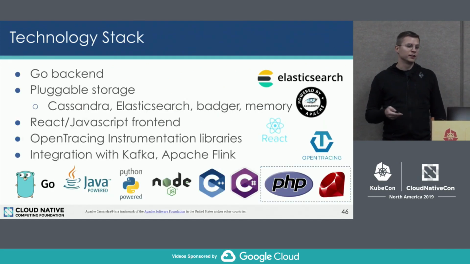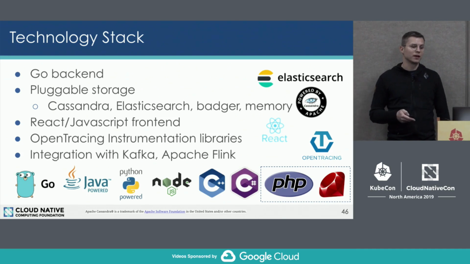On the technology stack, Jaeger itself is written in Golang. There is a pluggable backend layer. As part of the main project, we bundle implementations for Cassandra, Elasticsearch, Badger, which is local storage, something like Prometheus, and in-memory, which is used for demos. The front end is React-based, and then there are instrumentation libraries for many languages, starting with Go, Java, Python, Node.js, C++, C#. I think PHP and Ruby are community-based. Again, there is integration with Kafka and Apache Flink, but also Apache Spark. Flink is the new way the streaming works, and Spark is used for the old job, which gets the data on a daily basis.